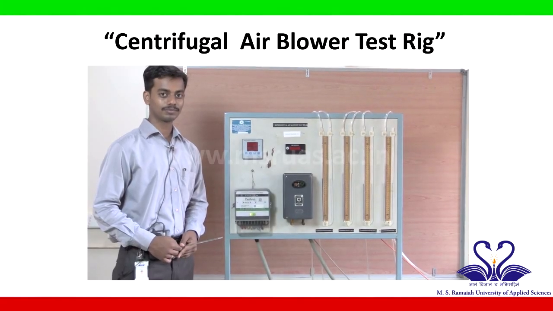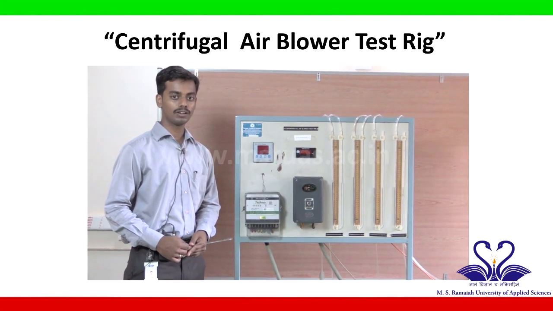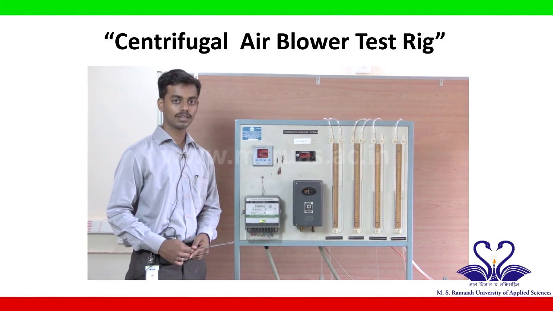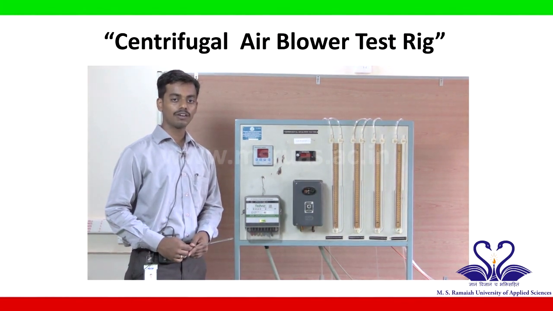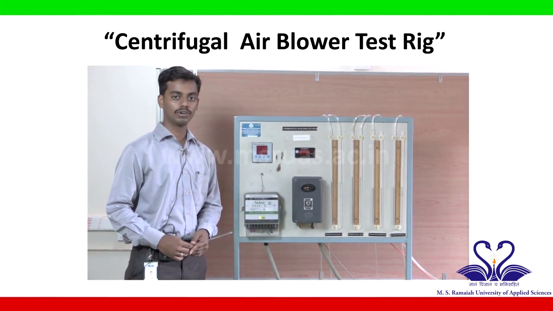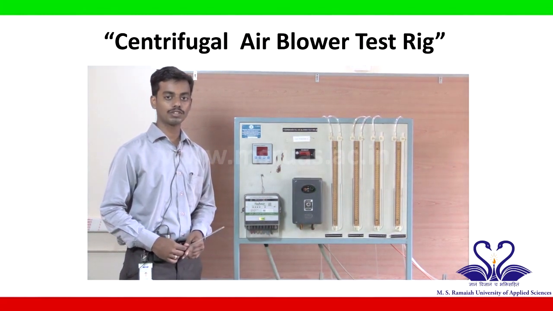Hello everyone. Today we will be conducting an experiment on centrifugal air blower test rig. In this experiment, we can conduct the experiment on three different types of vanes. One is a radial, another is a forward curved and the other one is a backward curved vane. The experimental setup consists of a centrifugal blower.